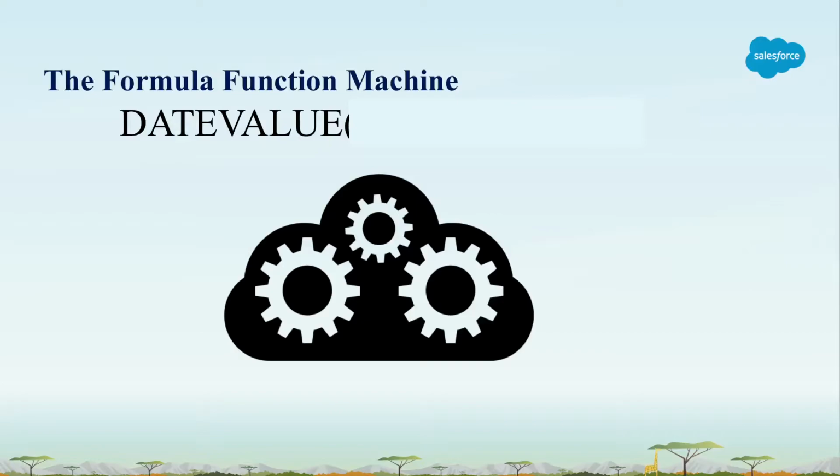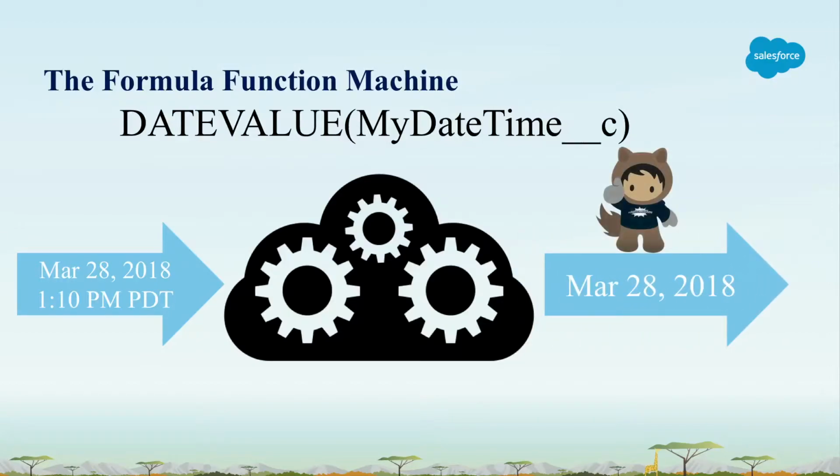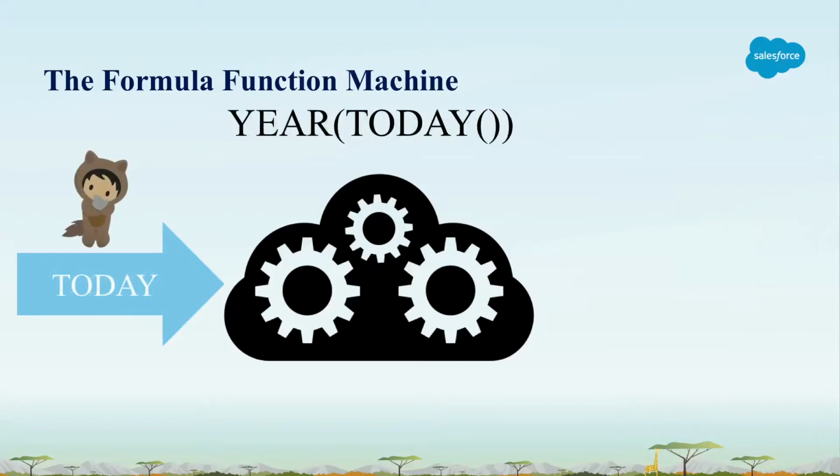How about date value? We give it a date time. Excellent. Somebody over here, what do we get out? What data type do we get out as our output? A date. So we give it March 28, 2018 at approximately 1:10. I hope I did that math right. Yeah, excellent. And what are we going to get out? Just the date part. You got it. Okay? So we're stripping bits of our data out.